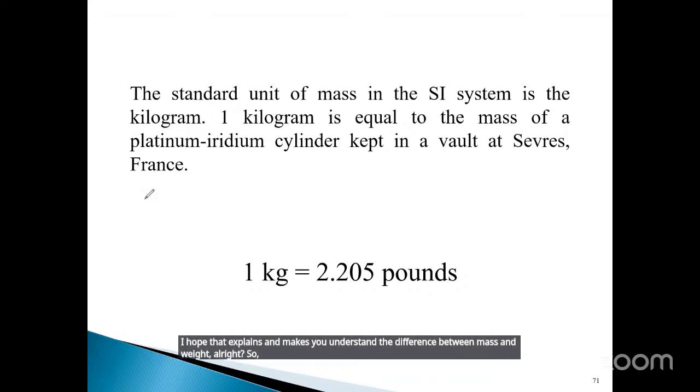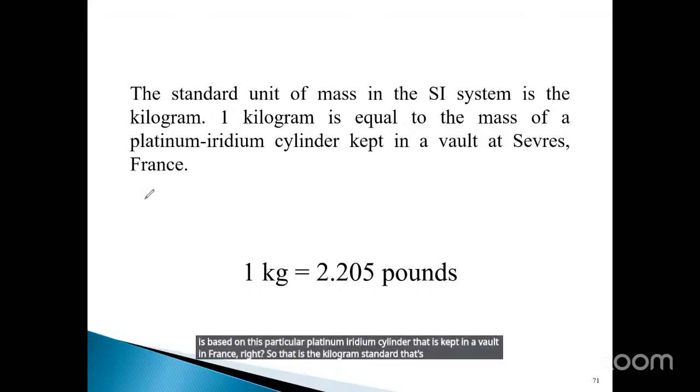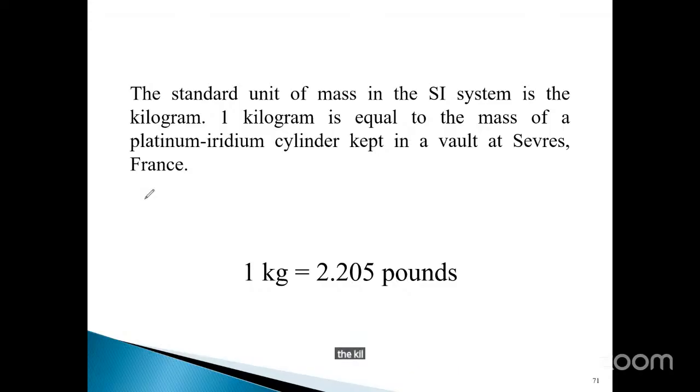The standard unit of mass is based on this particular platinum iridium cylinder that is kept in a vault in France. So that is the kilogram standard that's there. And what this is showing you is the relationship between the kilogram unit and the pound unit. So 1 kilogram is equal to 2.205 pounds, all right?